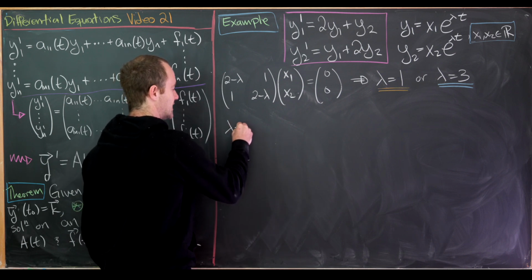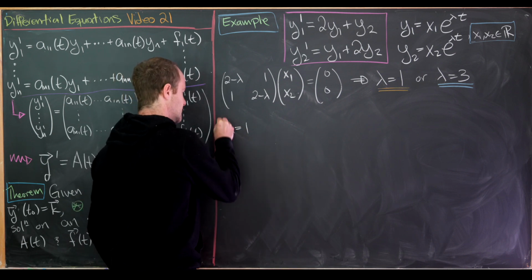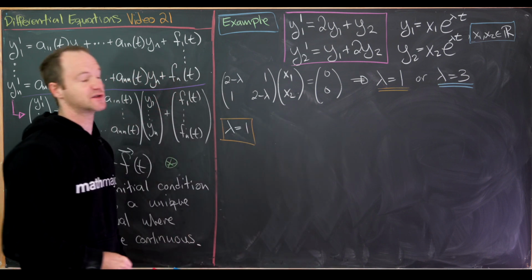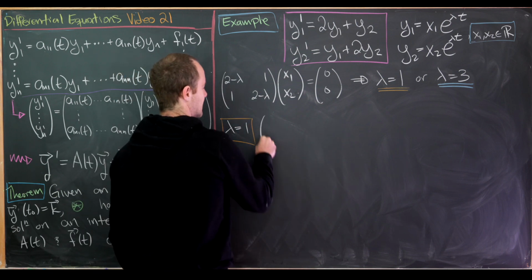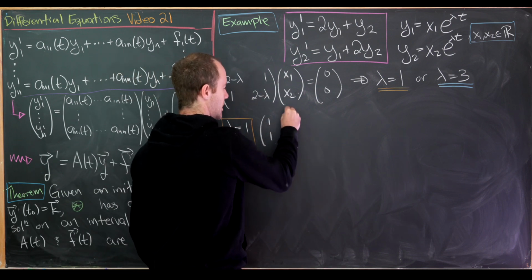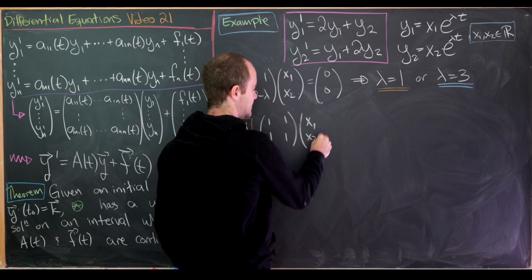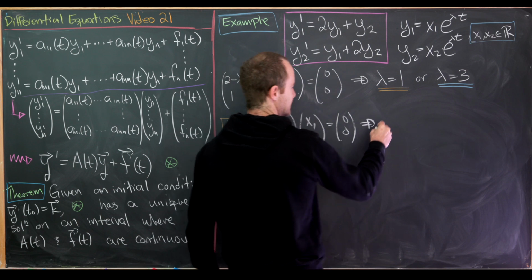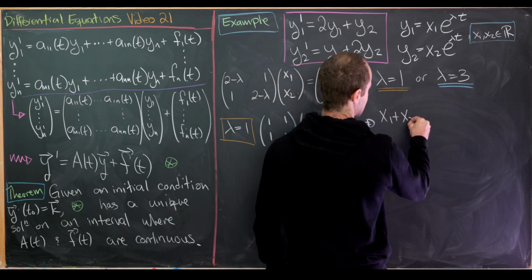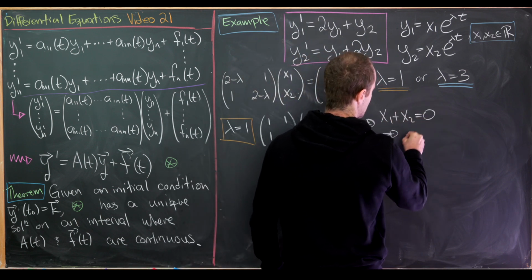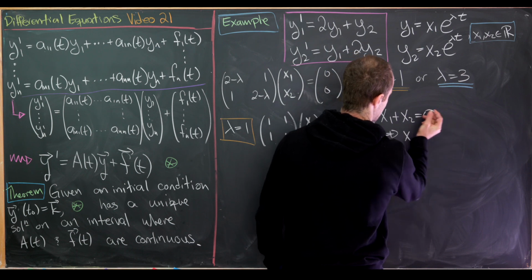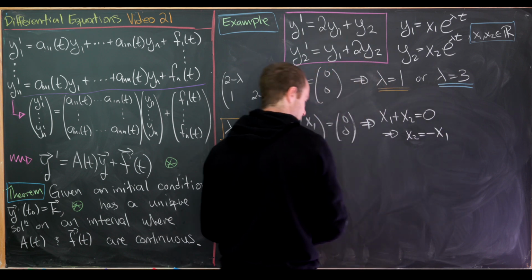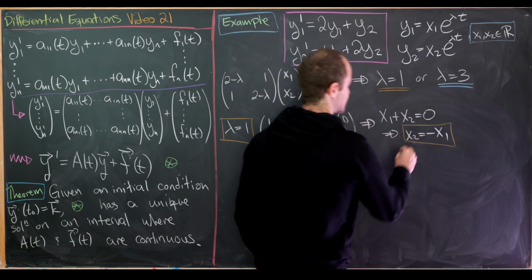So let's start with lambda equals 1. So what we'll do is plug lambda equals 1 into this matrix vector equation and solve for x1, x2. So that leaves us with 1, 1, 1, 1 times x1, x2 equals the 0 vector. But immediately we see that tells us that x1 plus x2 is equal to 0, which means that x1 is equal to negative x2, or maybe x2 is equal to negative x1. Perhaps that's how we would like to write this.